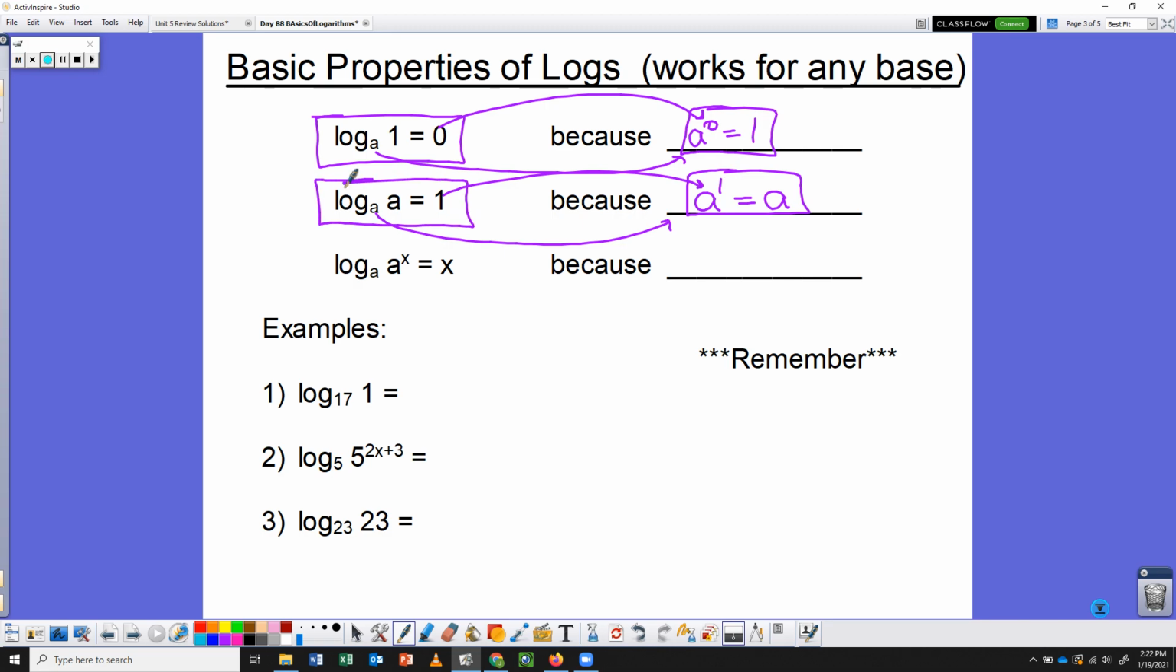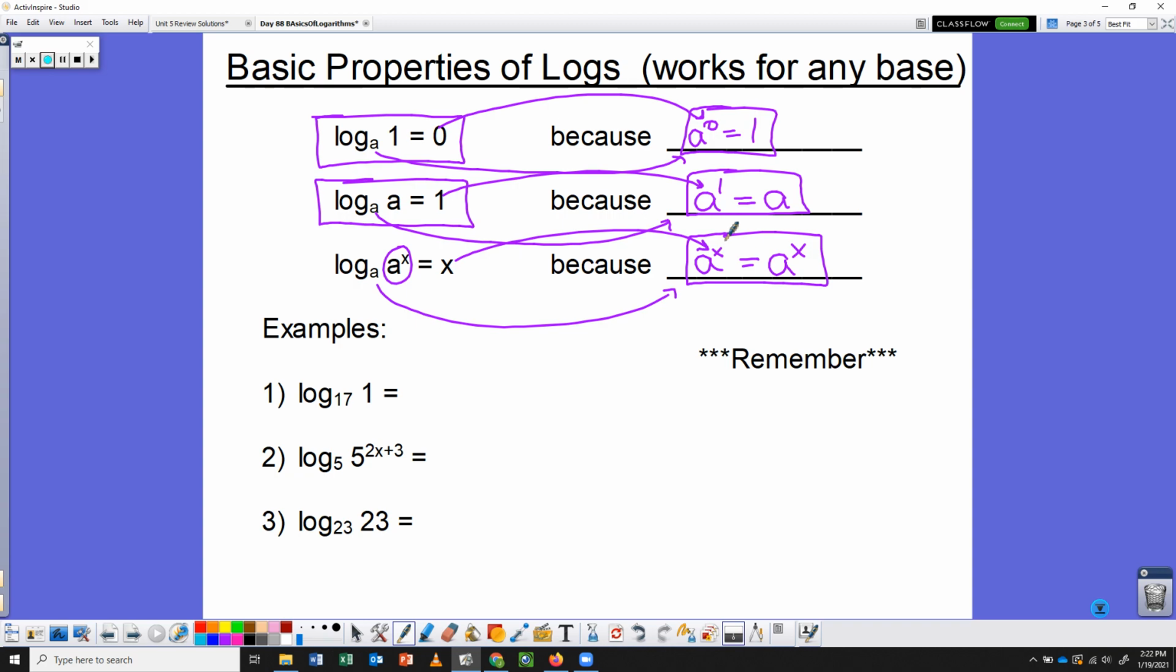And the last one of these basic properties for logarithms is that log base a of a raised to the x has to be x, because of course, if you take a base of a and you raise it to your x power, that's going to have to be equal to the answer that's next to your logarithm, which is a to the x. So in other words, a to the x power is equal to a to the x power, which of course is the same thing on both sides, so therefore they have to be equal.